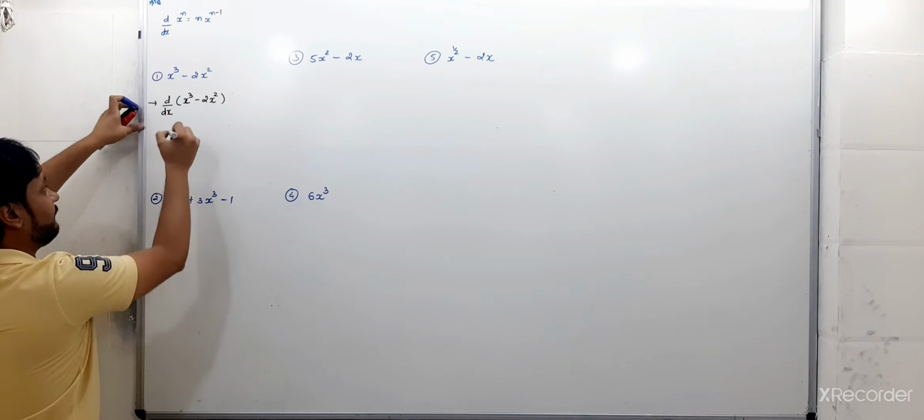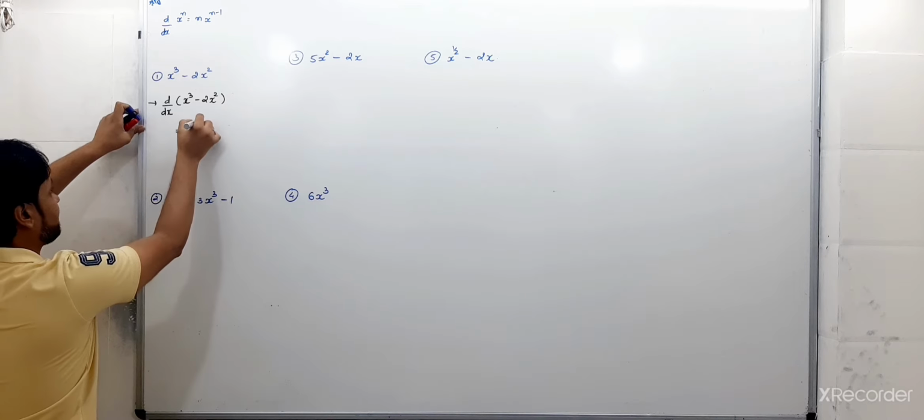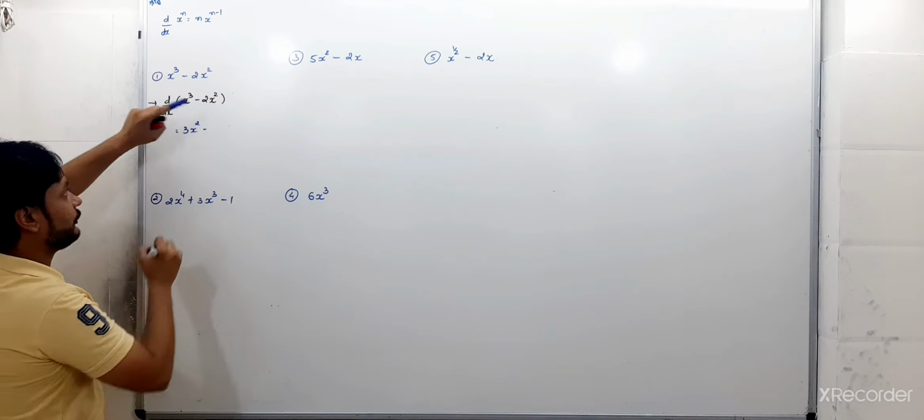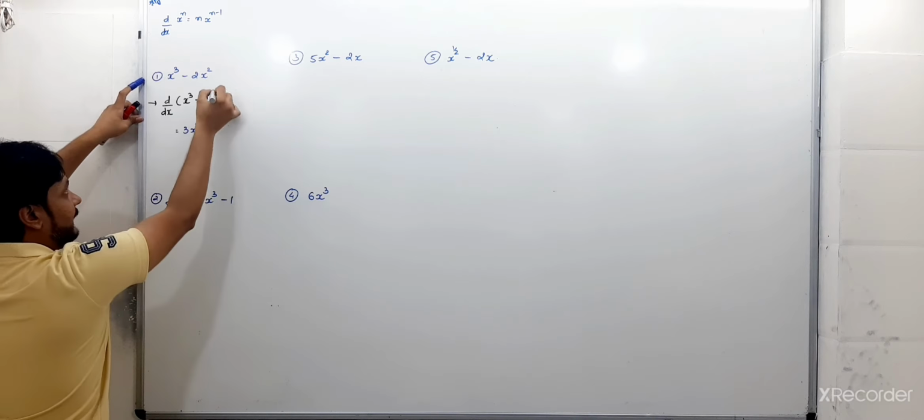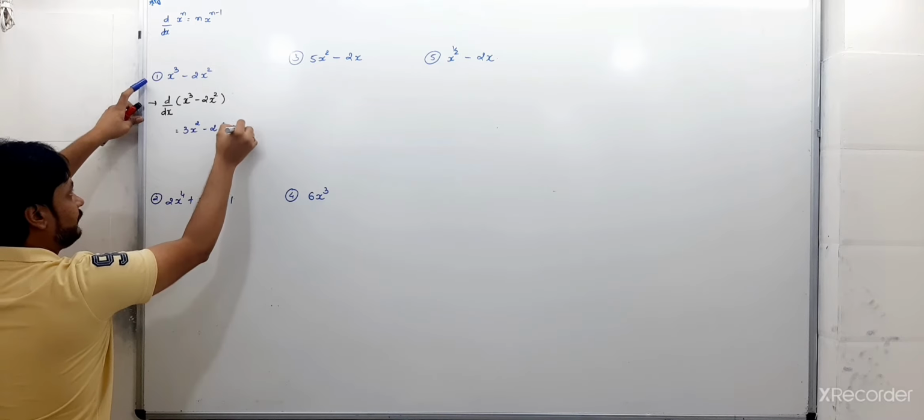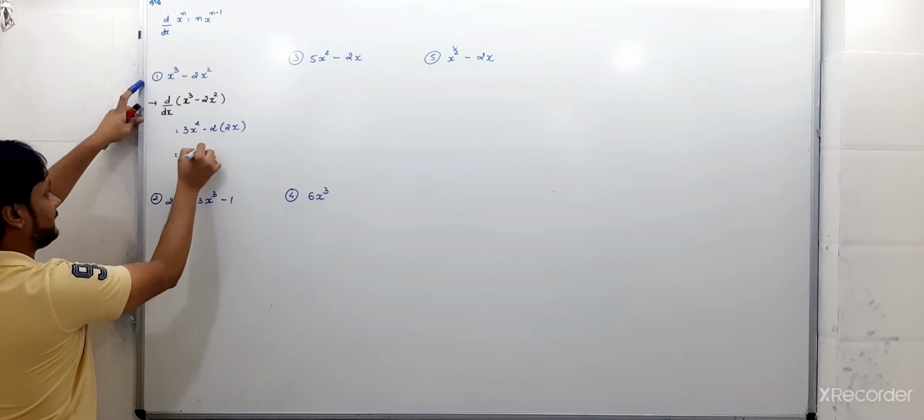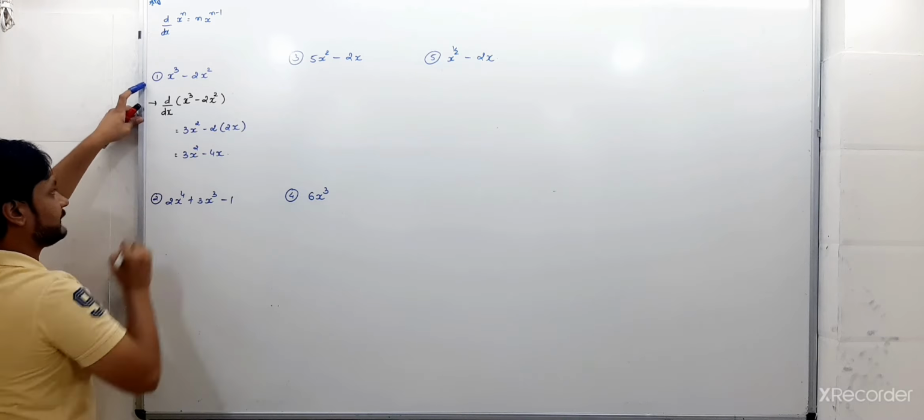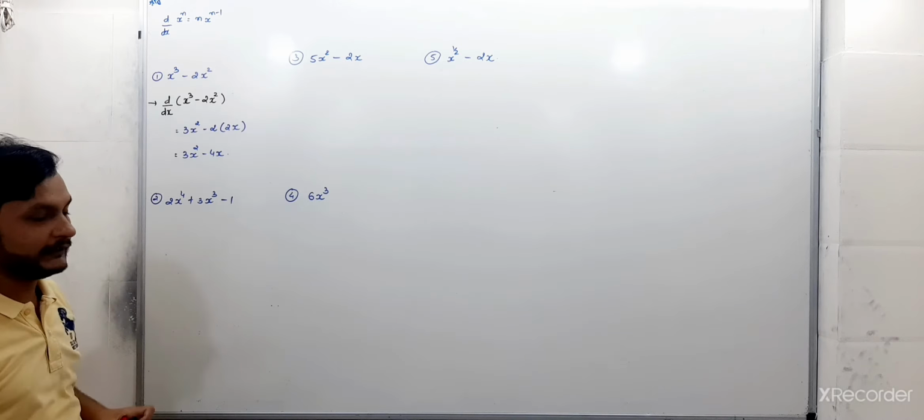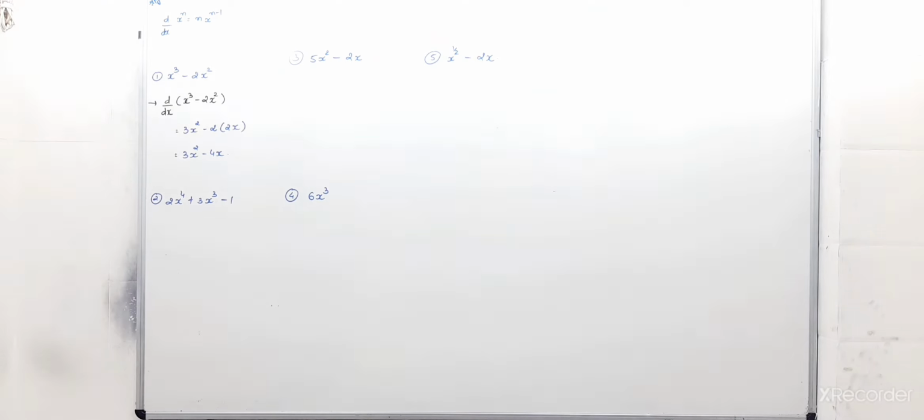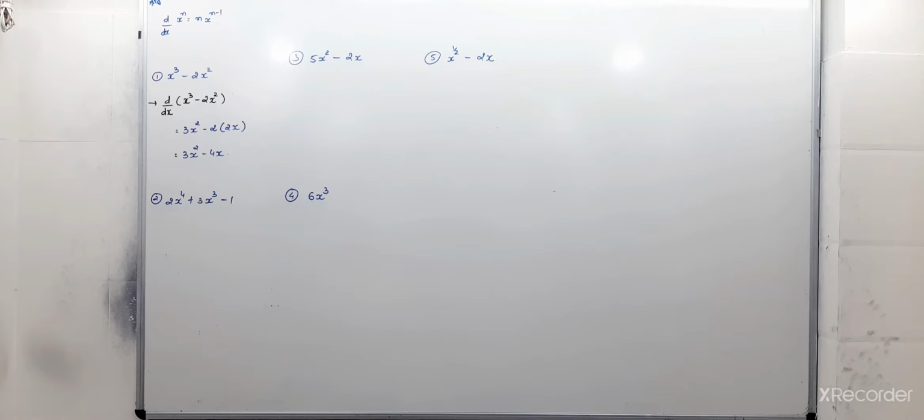So x cube differentiation is 3x square, minus 2 is a constant outside, x square differentiation is 2x, right? So 2 2s are 4. Your answer will be 3x square minus 4x. This is your answer, okay?